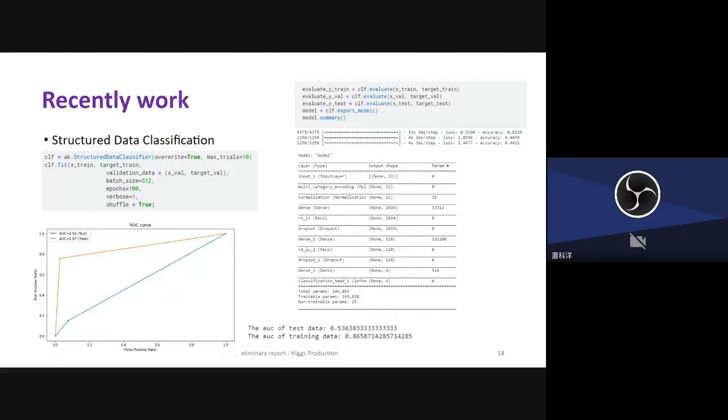AutoKeras uses the weights of the nodes, the number of weights, and the number of layers, and then puts them into another model, and trains it with the accuracy.